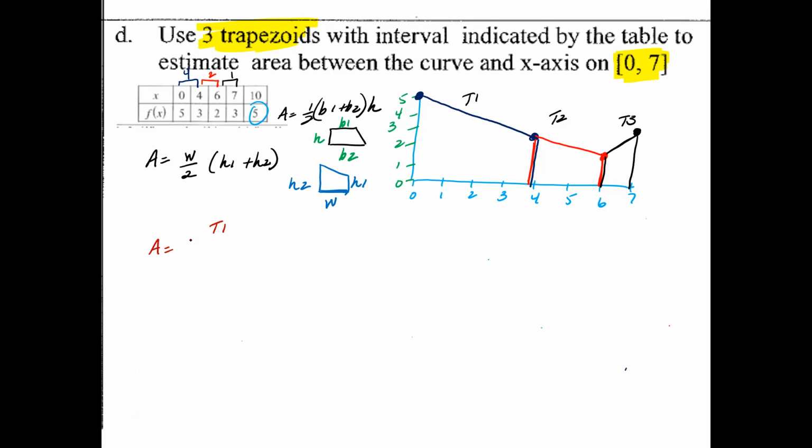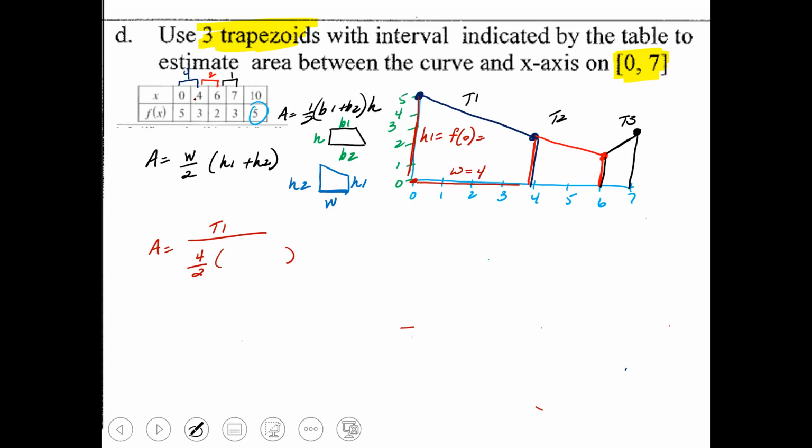Area of trapezoid 1, okay? So what is the width? Well, the width here is going to be 4. So I have 4 over 2. Height 1, this could be your height 1 right here, and that's just f of 0, which is going to be at 5, according to the table, okay? So I have 5 plus your height 2, which is f of 4, and according to the table, that's going to be a 3.